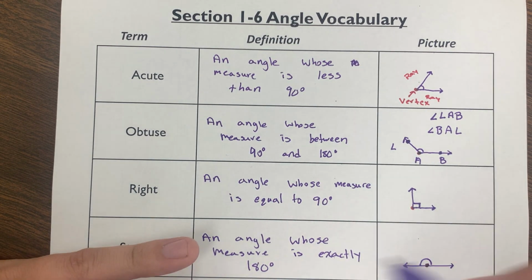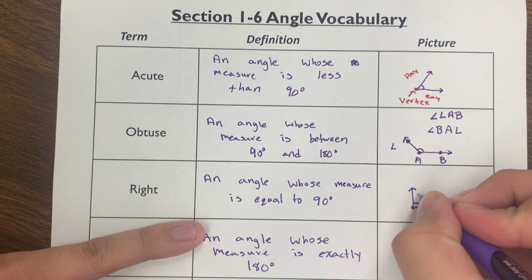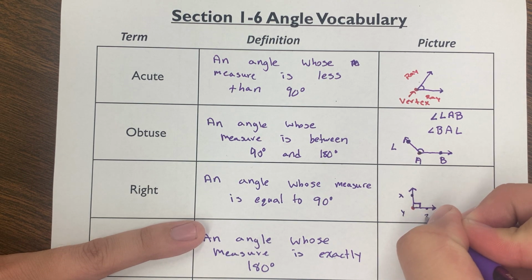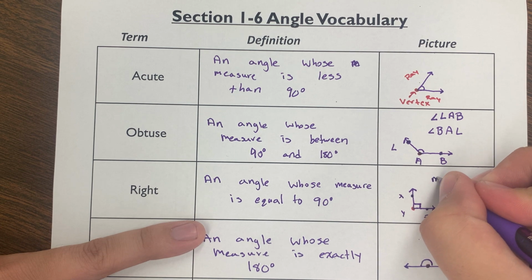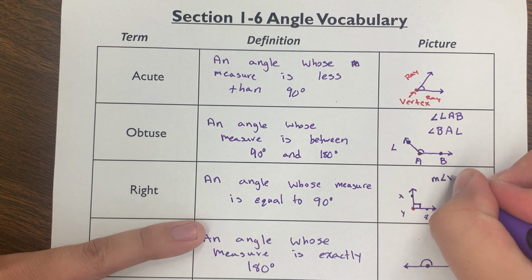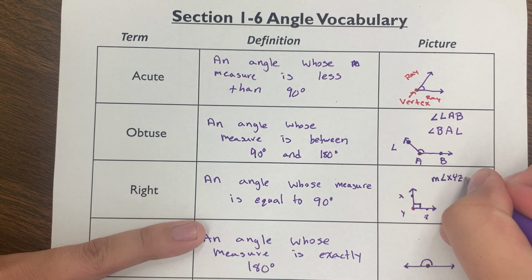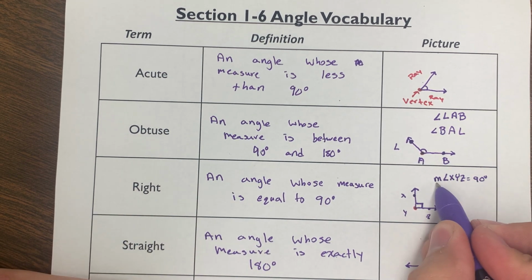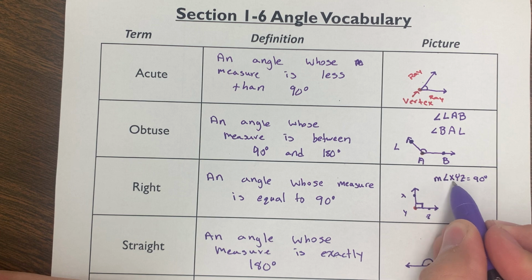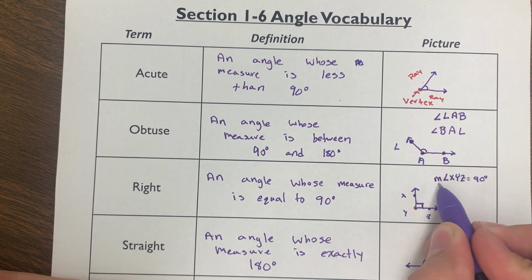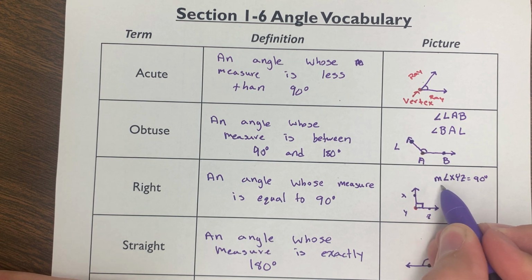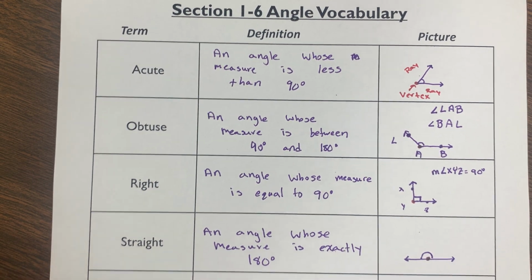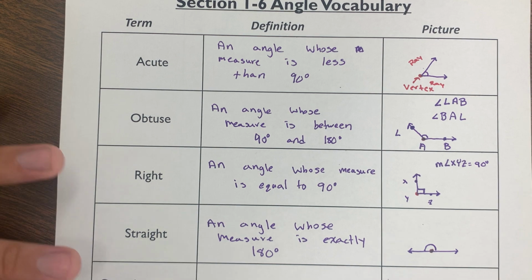And the only other thing you may see is notation like this. Let's call this angle X, Y, Z. They may put something like this: m angle X, Y, Z is equal to 90 degrees. This reads as the measure of angle X, Y, Z is equal to 90 degrees. So if you see that little m in front, it's just them telling you how many degrees that angle is, the measure of the angle is. So that can help us as we move forward as well.